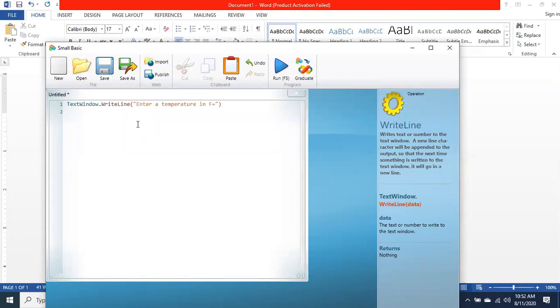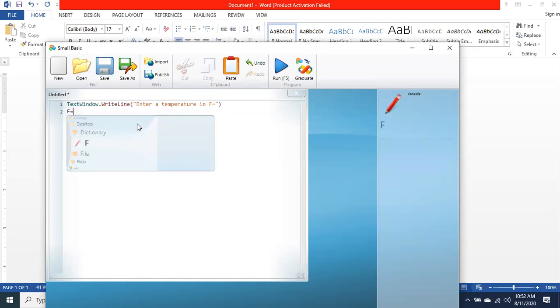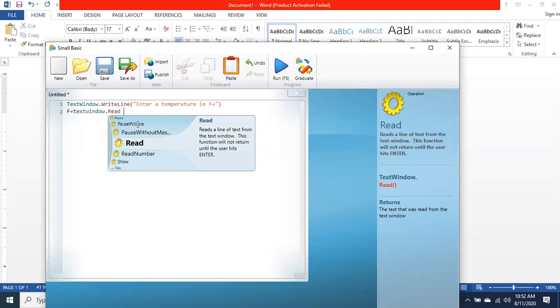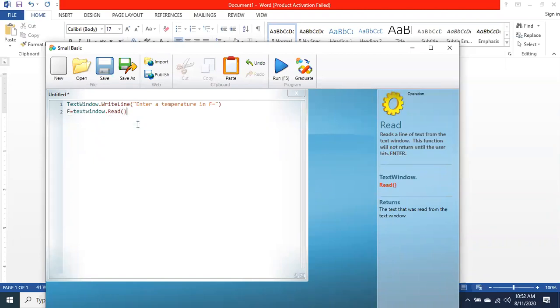How we are going to store it? We will store it in F. And how, you know very well कि how do we take input? Text window dot read. Text window dot read is used for this purpose. Text window dot read and store in the F.